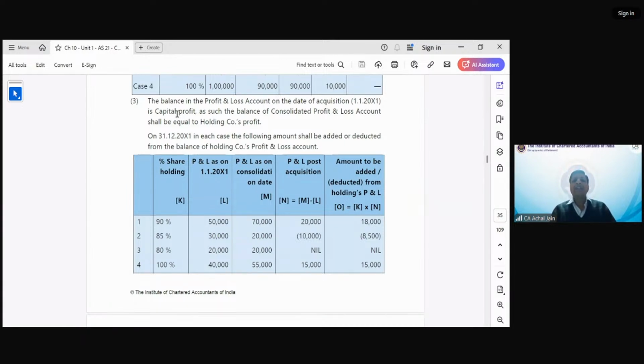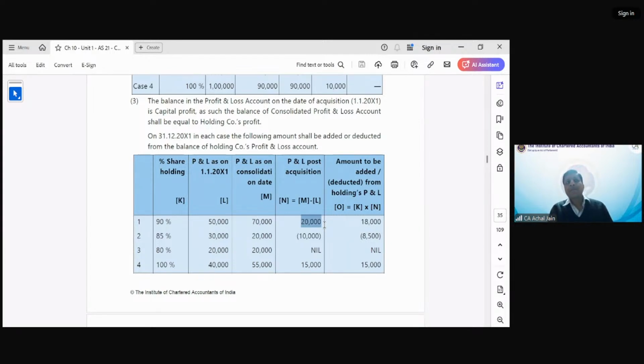So now, in case 1, when the percentage holding is 90, profit of subsidiary on acquisition date was 50,000. On the balance sheet date it was 70,000. Now, during the year, what has been the profit in case of a subsidiary? 70,000 minus 50,000. So the subsidiary has earned 20,000 during the year.